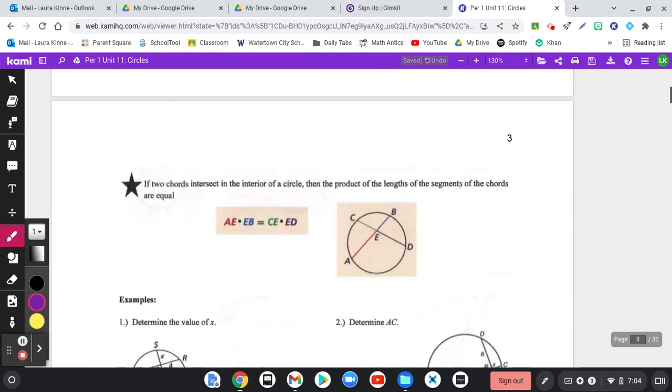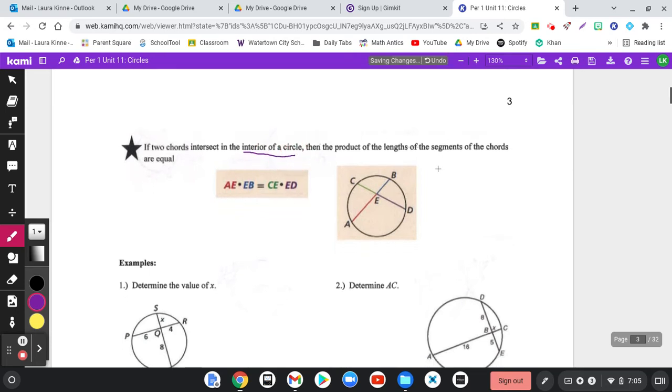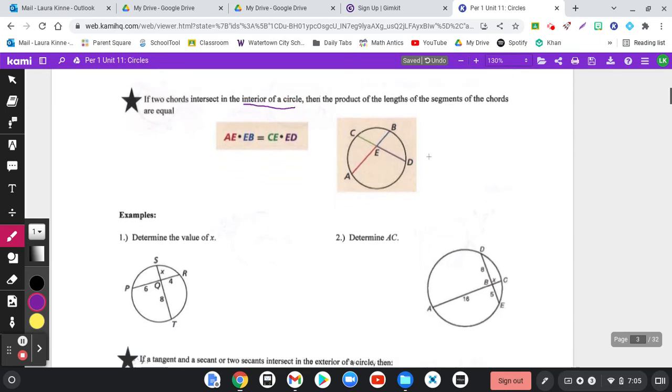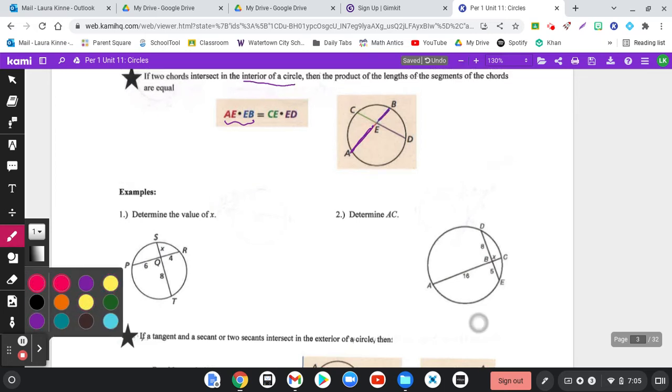A couple others we're going to look at today. Inside the circle, if you have two chords that intersect in the interior of a circle, the product of the lengths of the segments of the chords are equal. So what that means is AE times EB, so this part times this part, is congruent to CE, this part times this part.